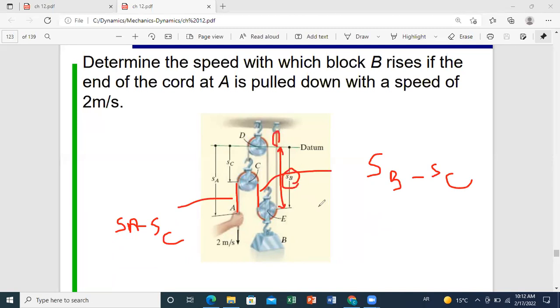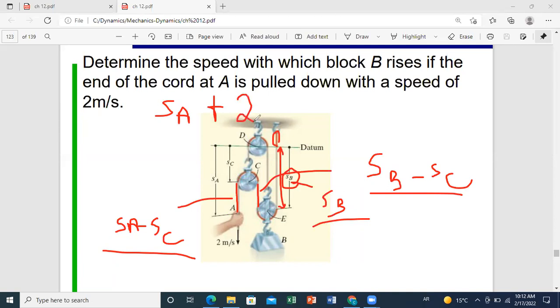Okay. So what is my total length now? If I sum these three parts, I get SA. How many times do I have SB? 1, 2. So plus 2 SB. And I have minus SC minus SC. So minus 2 SC equals a constant. So this is my relation number 1 that I got from the first chord.